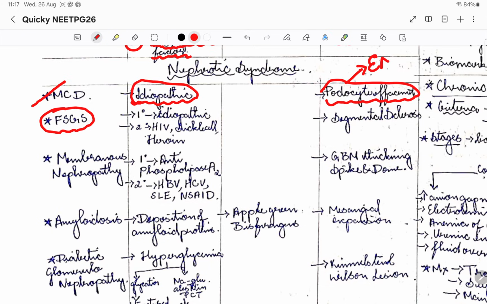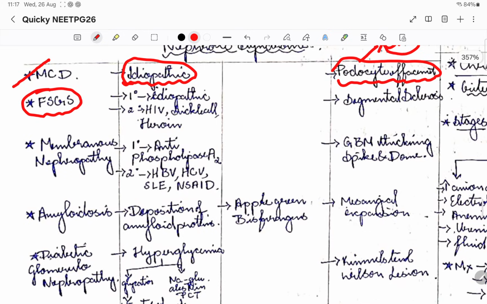They will give in the question, light microscope has podocyte. No, it is the electron microscope where we can identify podocyte effacement. Then coming to FSGS, focal segmental glomerulosclerosis.